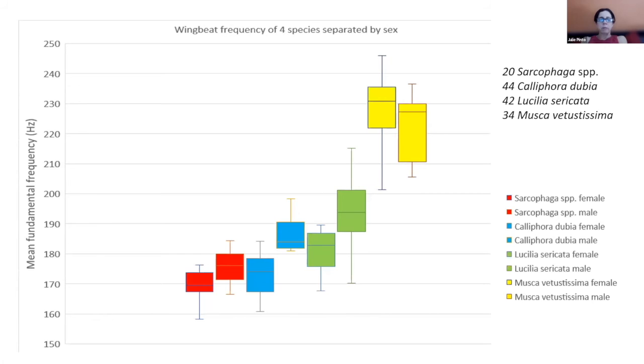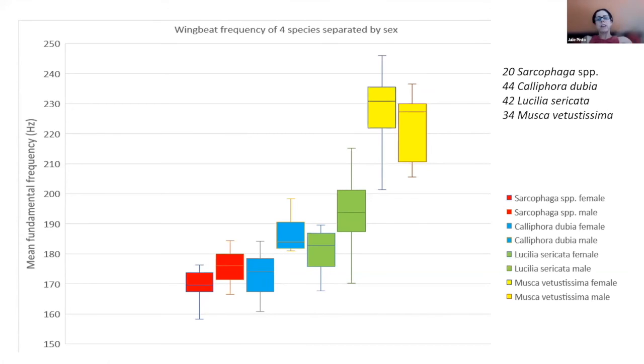So I separated by sex, and I could see that there were differences between the males and females. For the first 3 species, it was clear that the females had a lower wing beat frequency than the male counterpart. However, when I got to the Australian bushfly, this was a little different. It was apparent that the females actually had a higher wing beat frequency.